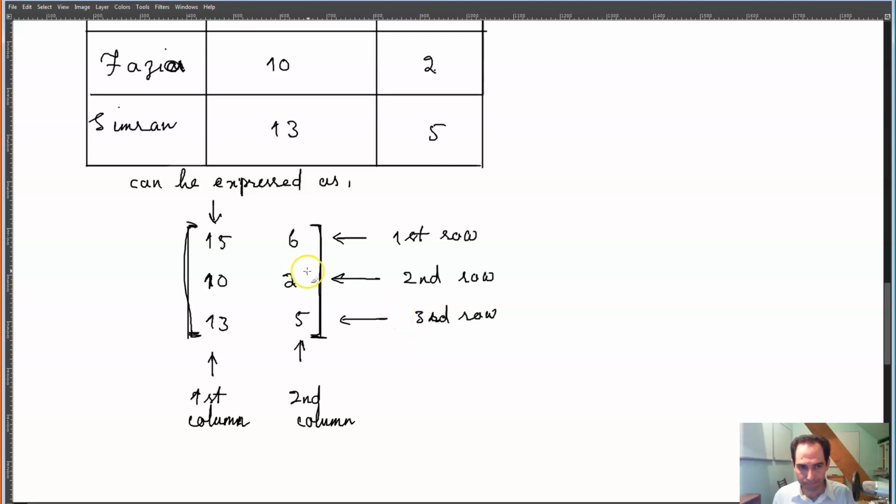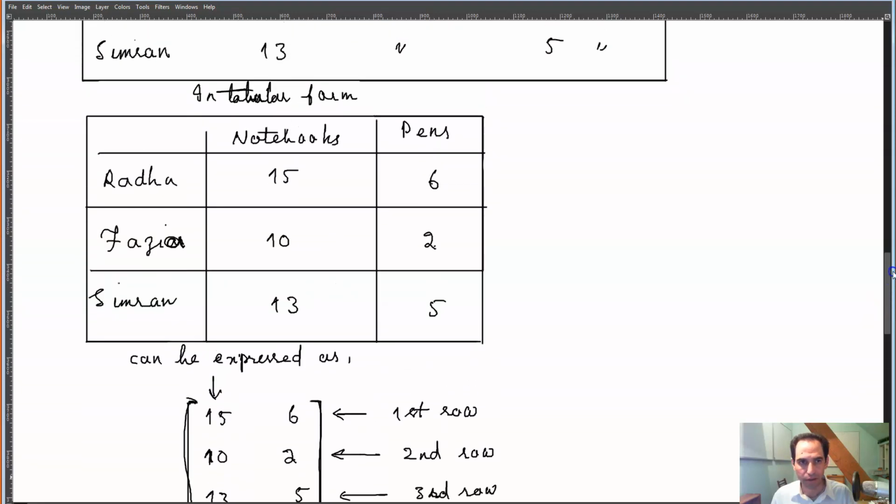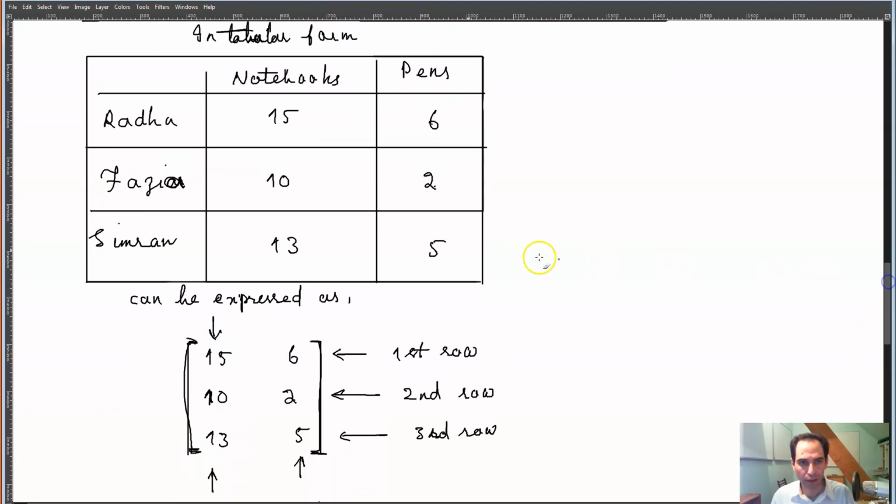And so that's one way of expressing the information that we have: the combination of this table and this notation. There is of course another way of doing the same thing, right?